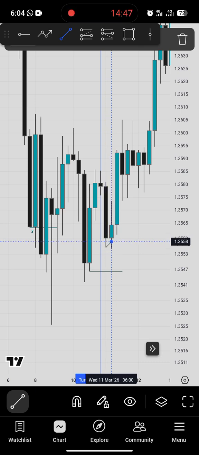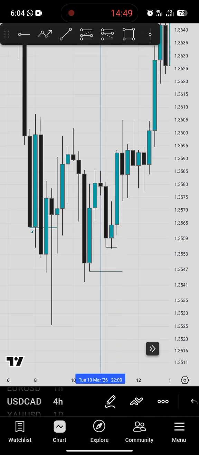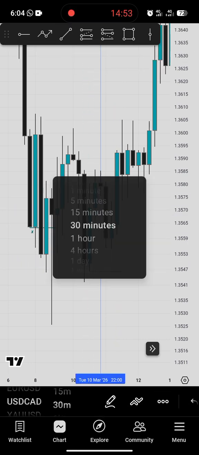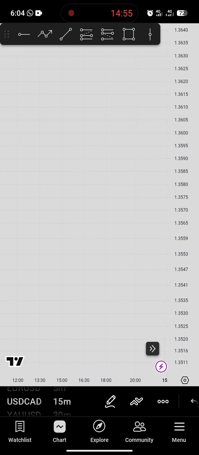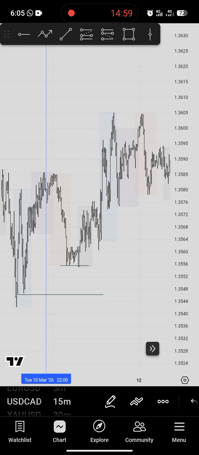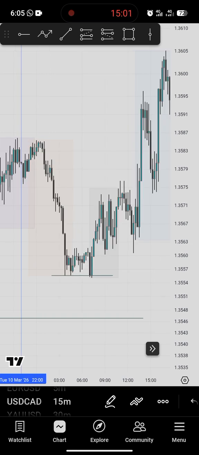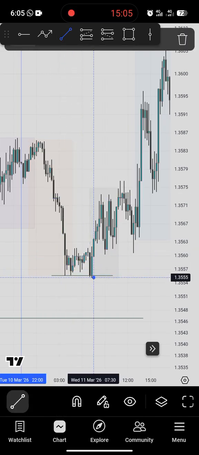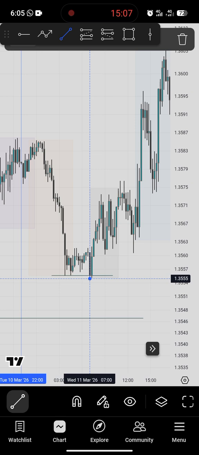Do you get now? I marked this area first, then I marked this area. These are the areas I'm expecting a reaction from. To my surprise, when price cuts this area, what happened? Price called this area, you know, turtle soup. Then the second candle did what?